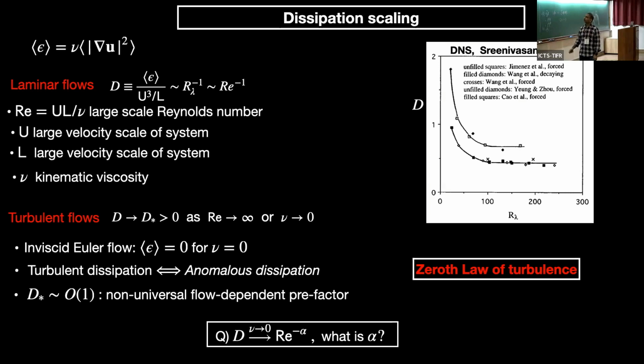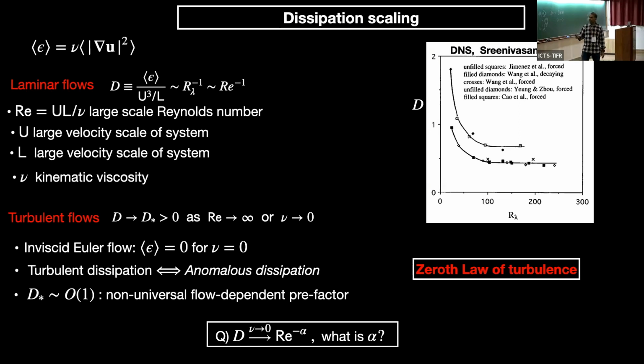However, for turbulent flows, the general consensus is that this D, this normalized dissipation, as you increase the Reynolds number or you decrease the viscosity, goes to a value D star, which is positive. And you see here this DNS data compiled by Sreenivasan in 98, and this has R lambda till 200, and this shows that it drops from the laminar regime and it asymptotes to a constant in the higher Reynolds number regime.